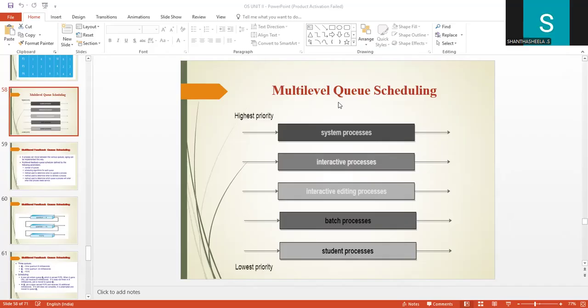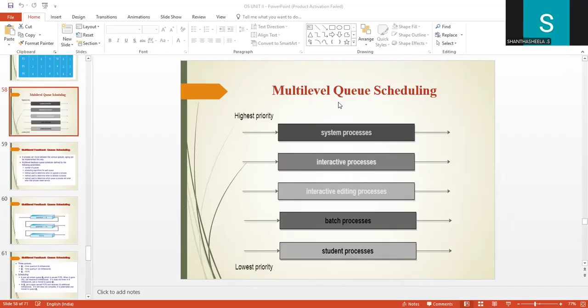In case of multi-level queue scheduling, from the name itself, we can give the definition of it. What does multi-level mean? Obviously, it means that we have different queues. The ready queue has been sectioned, or divided, into more than one level of queue. That's why this scheduling algorithm is termed multi-level queue scheduling.